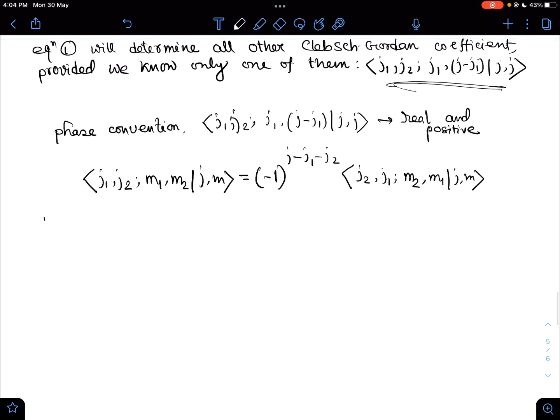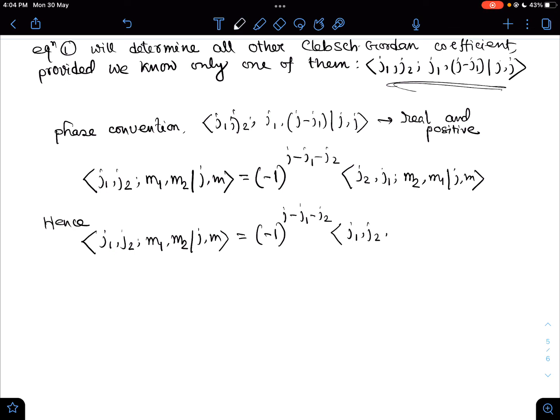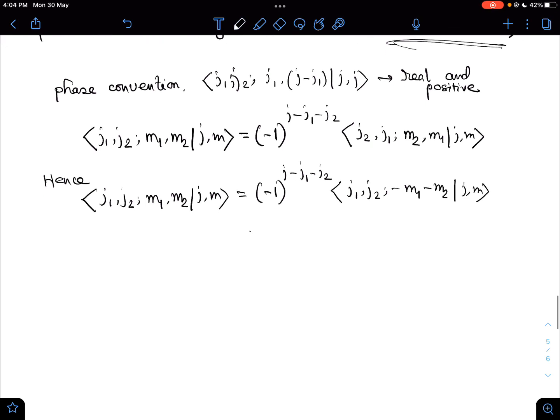So hence we have J1, J2, M1, M2, Jm. This must be equal to minus 1 to the power j minus J1 minus J2, and here we have J1, J2, minus M1, minus M2, Jm. So this is equal to J2, J1, minus M2, minus M1, Jm.